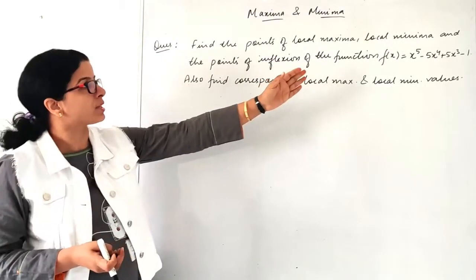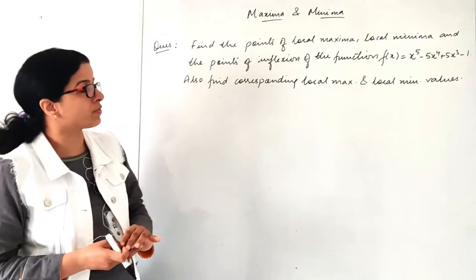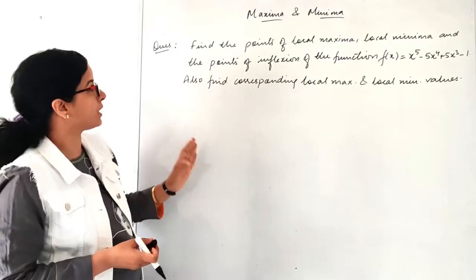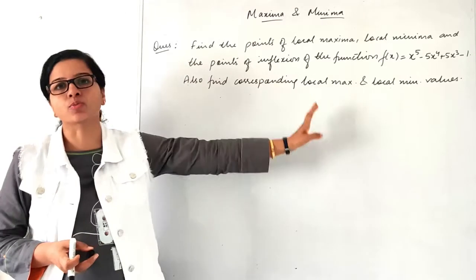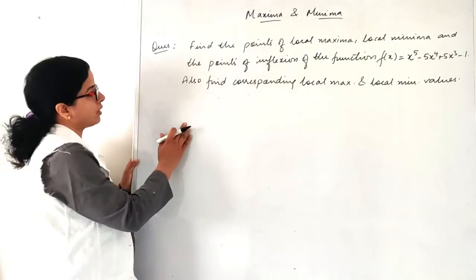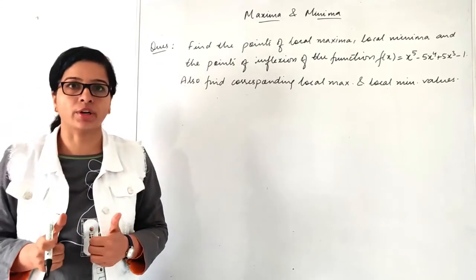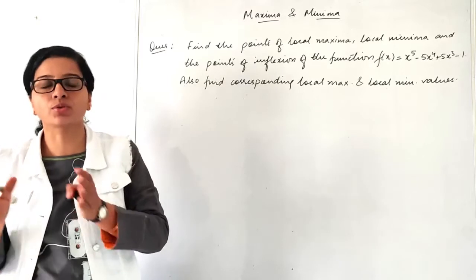Find the points of local maxima and local minima and the points of inflection of the function f(x) is equal to x^5 minus 5x^4 plus 5x^3 minus 1. And we have to find the corresponding local maximum and minimum value also, right? So first of all, we will find the derivative of the function and the critical points, right? We will set f dash x equals 0.